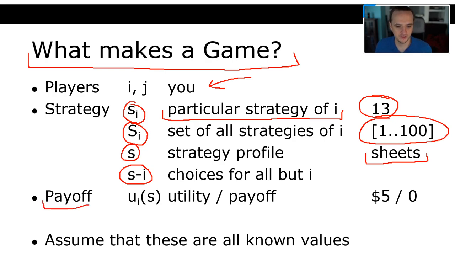The payoff then, u sub i of s, is the utility or the payoff for player i given a strategy profile, okay? So given that I choose alpha and you choose beta, here's the payoff for me.